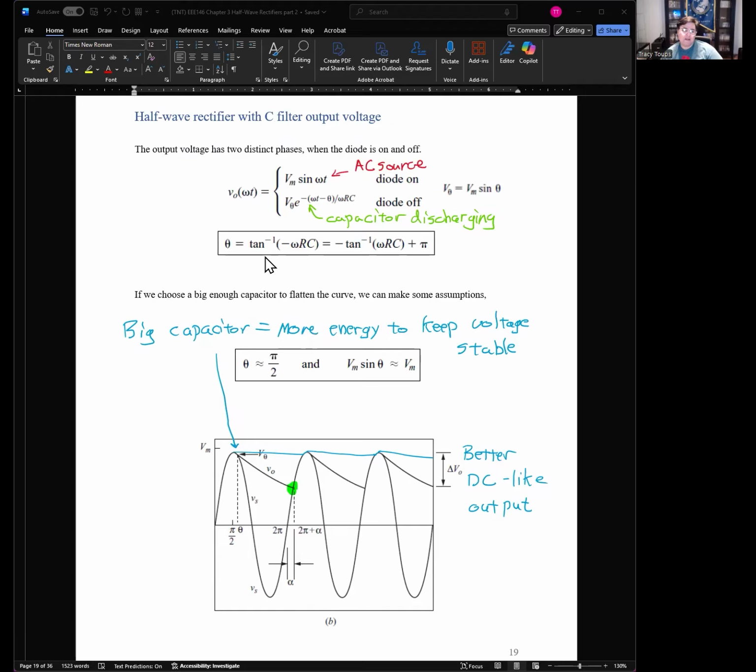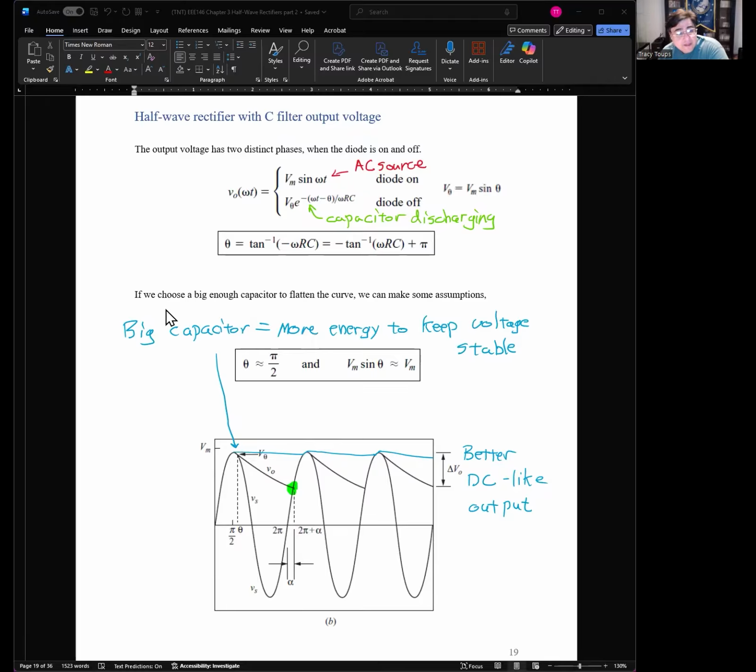Okay. How do you figure this theta? This theta is just the tangent inverse of negative omega RC. And this can just be hard calculated, right? You're going to know your frequency, your circuit, your resistor, and your capacitor. Again, it'll be like 100 degrees or something like that. Okay.